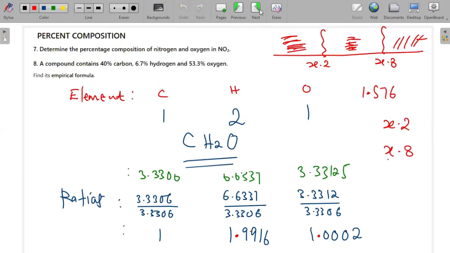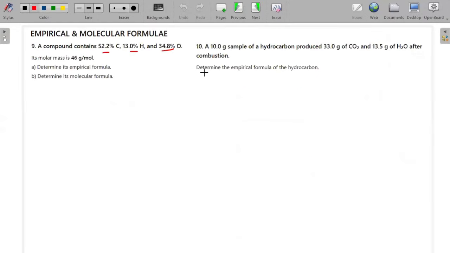So the first thing you do here is add these to see if they're going to give you 100. So I have 52.2 plus 13 plus 34.8. If I add them, they give me 100. So, determine the empirical formula.